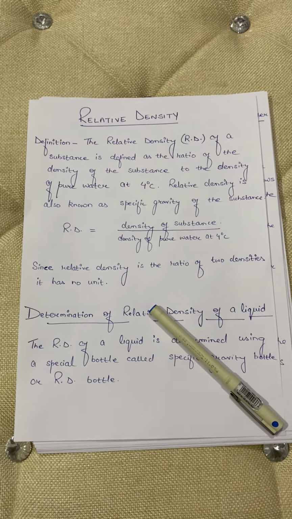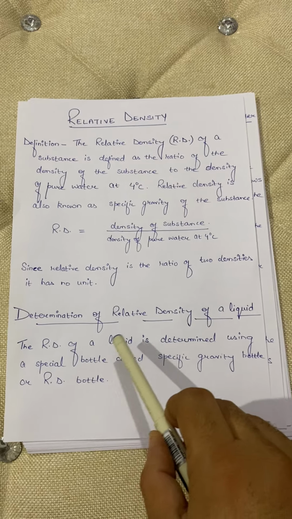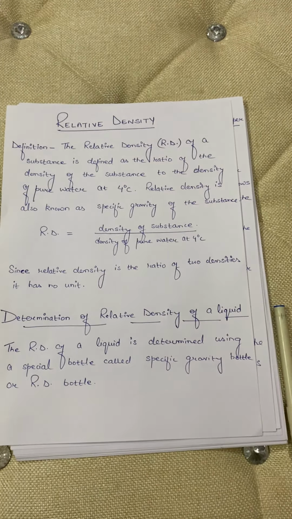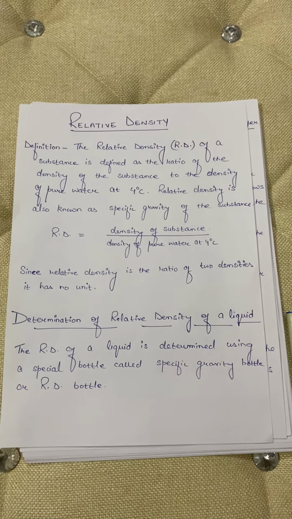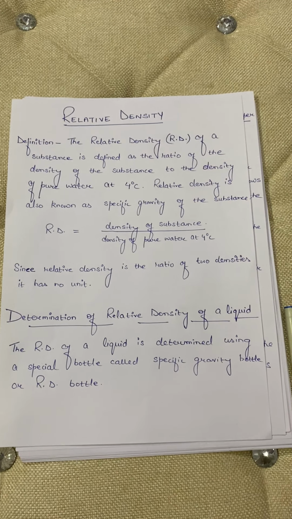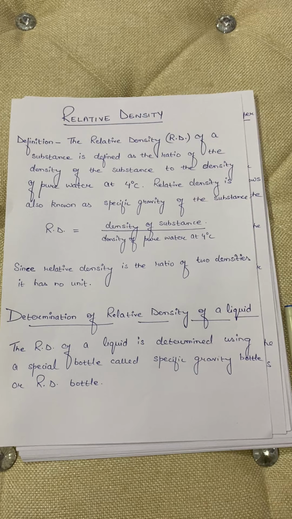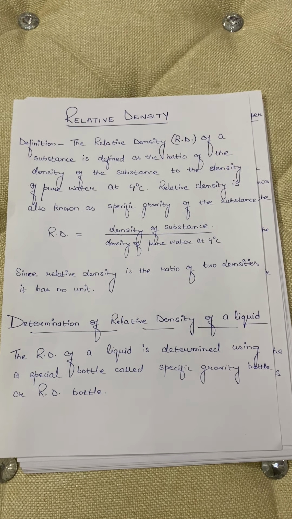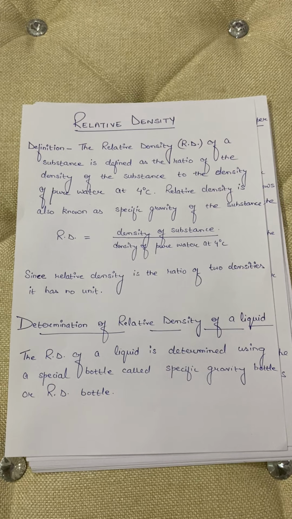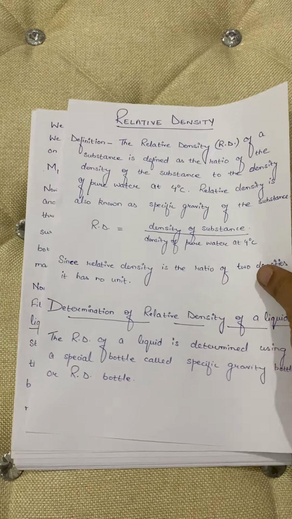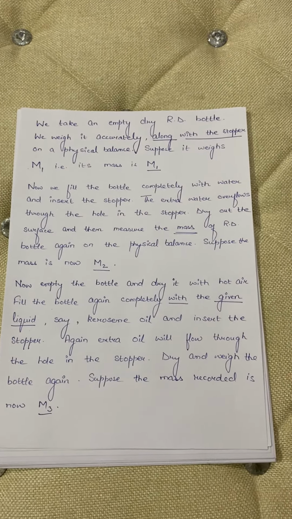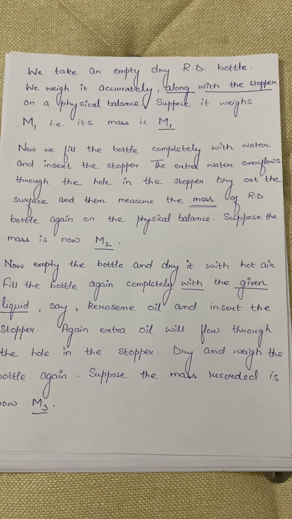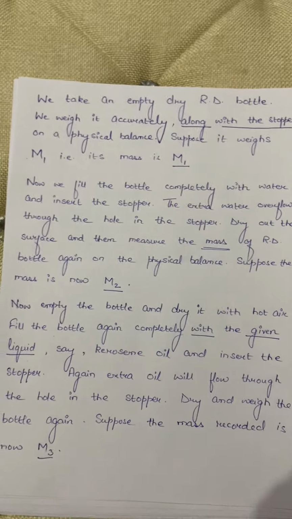Now, determining the relative density of a liquid. How do we find out the relative density of an unknown liquid? The relative density of a liquid is determined using a very special bottle, which is called a specific gravity bottle, or RD bottle. We find out the relative density by using a relative density bottle or a specific gravity bottle. Let's take an example.